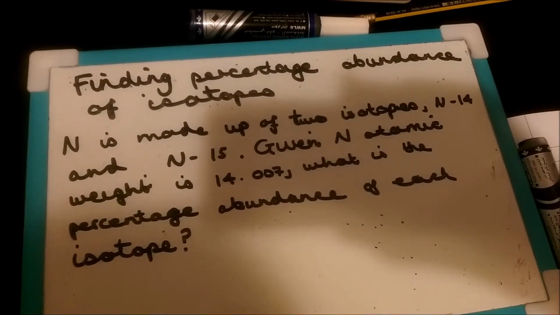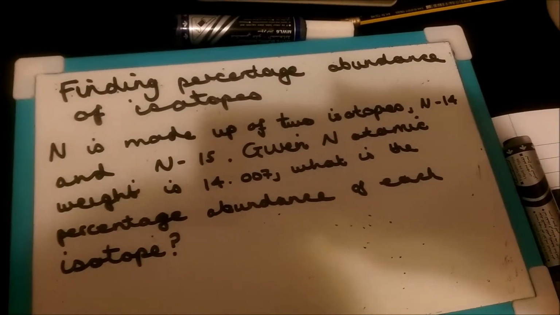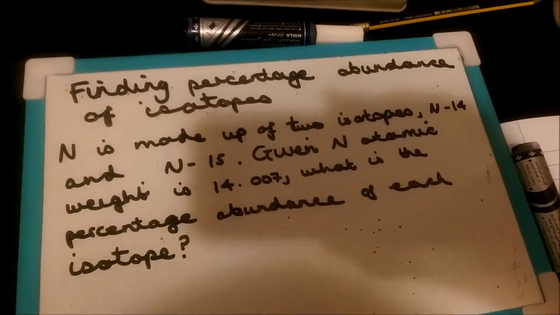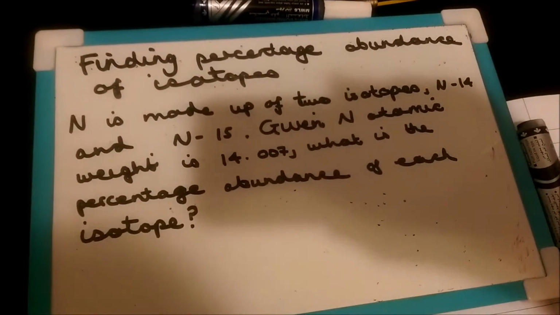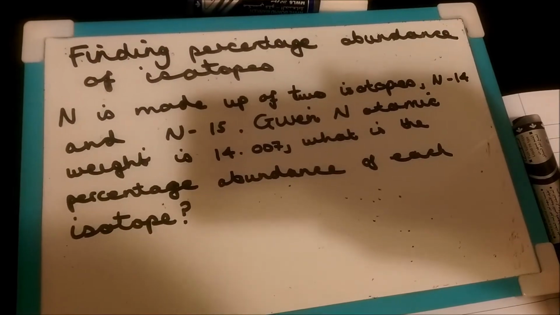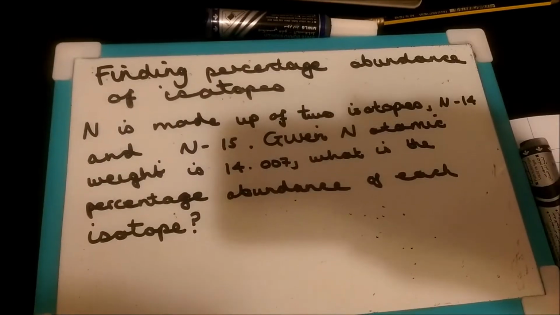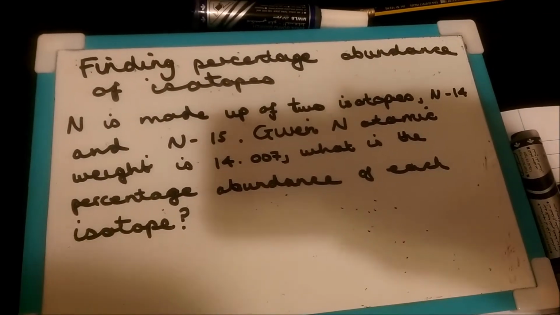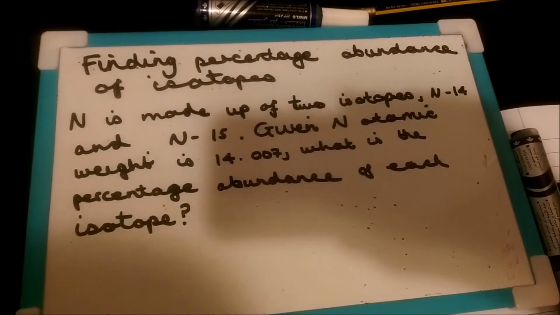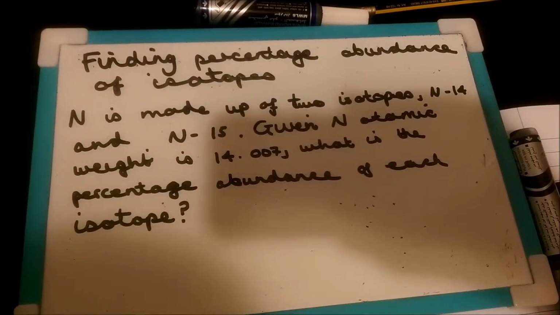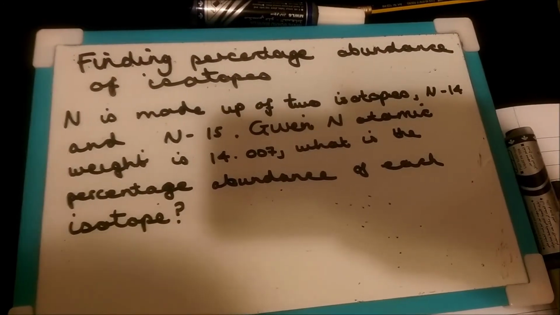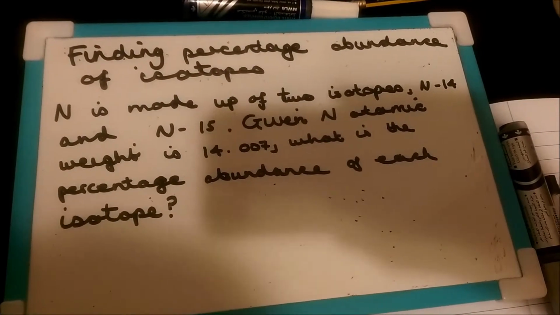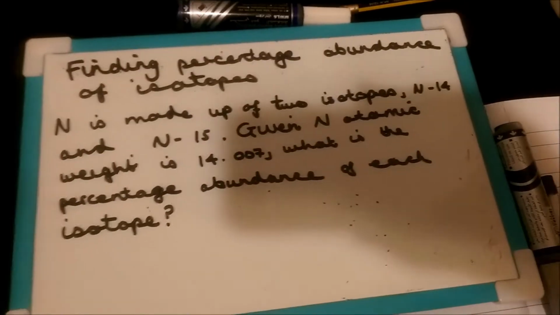Now, this is an extremely common, if not extremely simple question that's asked in a lot of IB exams. When I talk about IB exams, I'm talking about HL and SL exams. If we look at the question on the board, nitrogen is made up of two isotopes, N14 and N15. Given N's atomic weight is 14.007, what is the percentage abundance of each isotope?